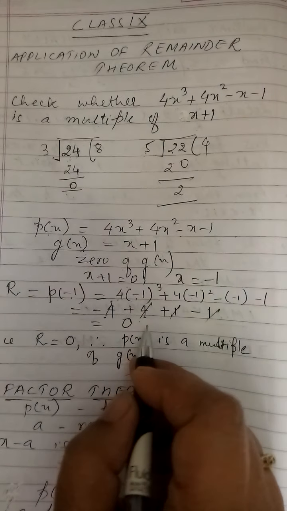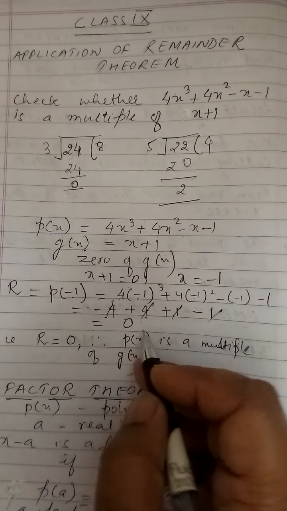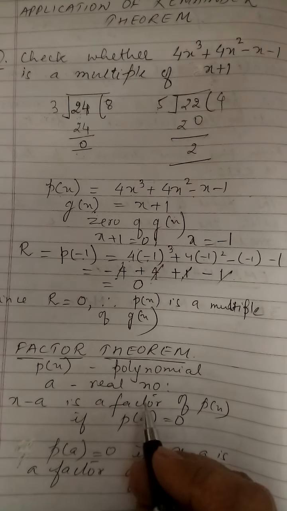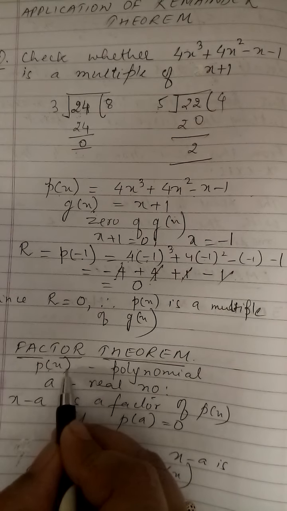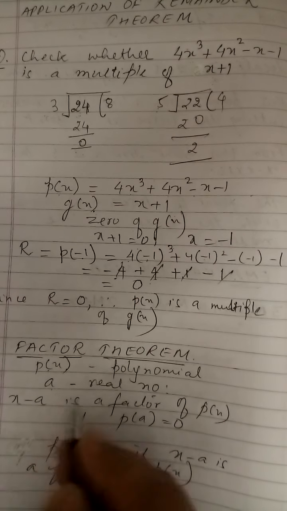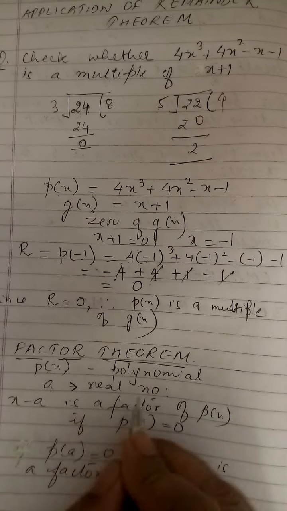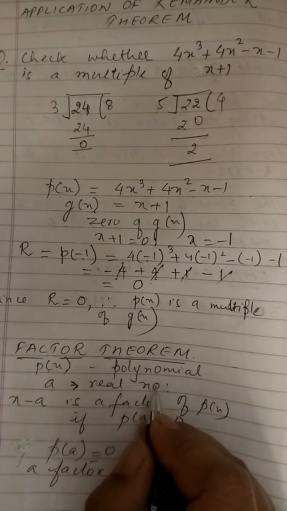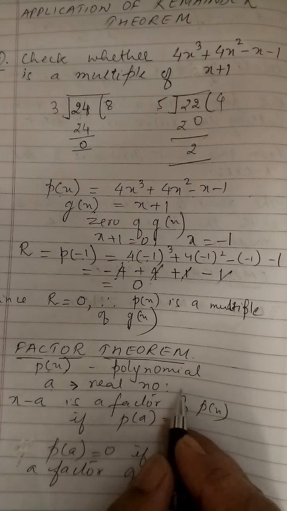Now moving on to another important topic of class 9th from polynomials is the factor theorem. It is almost an extension of your remainder theorem. Now if I have any polynomial p(x) and I take a as any real number, when I say a real number, it can be an integer, a whole number, a natural number, a rational number, all of these numbers. So a can be any kind of number.